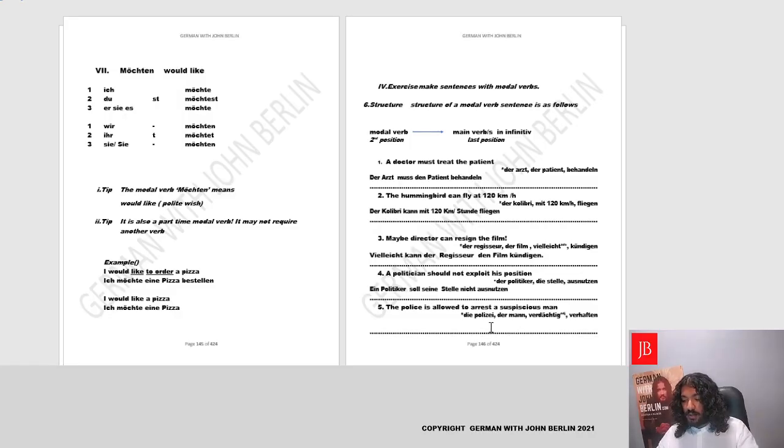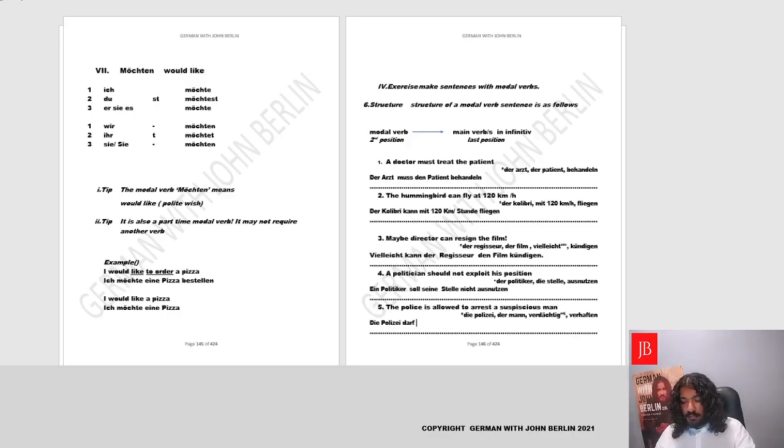The police is allowed to arrest a suspicious man. Very well. So who is allowed? The police. It's a feminine noun. We'll say die Polizei. Very good. Is allowed. What is the verb to be allowed? We learned. It's an extra verb, not there in English. It's a modal verb. It's dürfen. Very good. We conjugate it a little differently. Ich darf, du darfst, sie es darf. So it's third person singular. We'll say die Polizei darf.